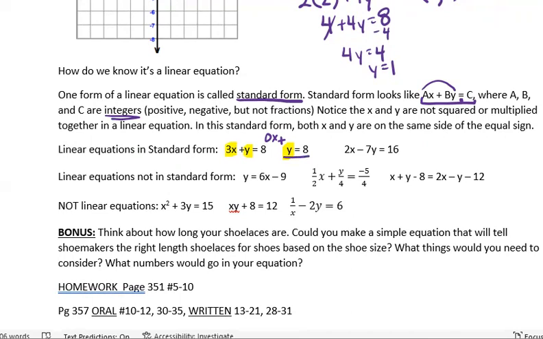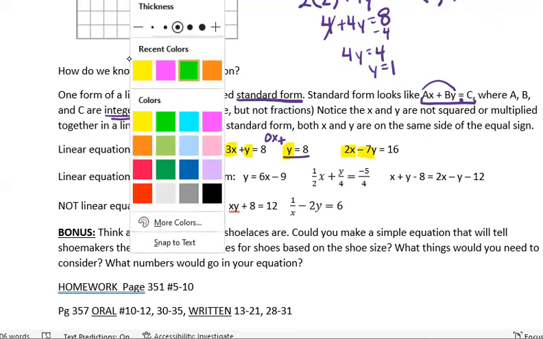Last one, 2x minus 7y equals 16. Well, that's just a negative 7 in front of the y. And there's still x and y, they're still integers, they're on the same side of the equation. So all of those are in standard form.